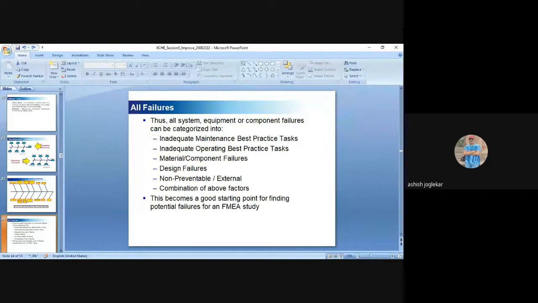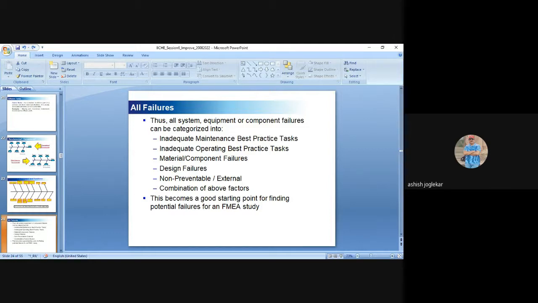A material component failure, like failure in the valve or failure in the driver, that can be a material component failure. Design failure, that the design is wrong. The pump required here is of capacity of say 200 meter cube per hour, and they are putting a pump of 150 meter cube per hour. So you are not going to get the desired flow. That can be a design failure.